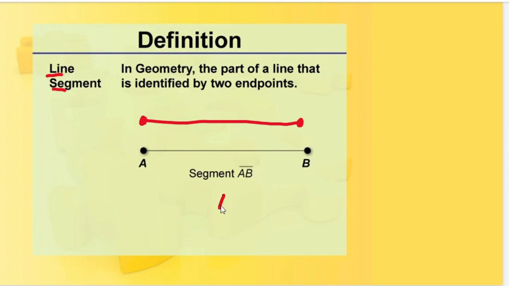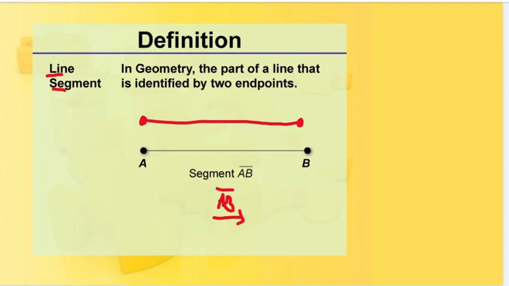In order for us to identify a line segment, we write something like AB, and then we put a line on top of it. When we do that, that shows that this particular thing is a line segment.